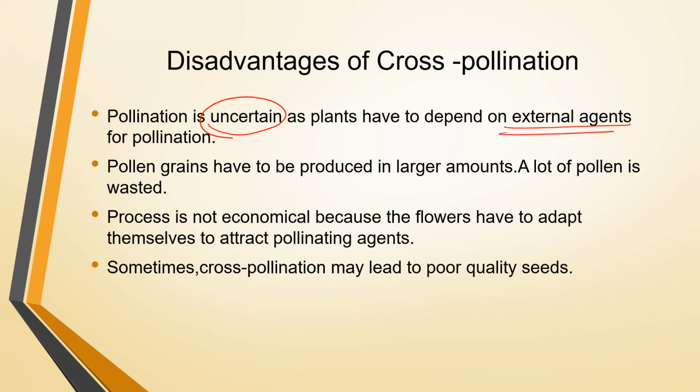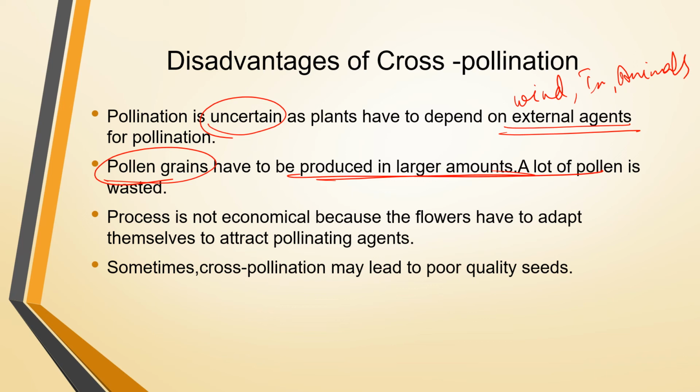Now external agents, what? Like wind, insects, animals. So external agents like wind, insects and animals, we will learn afterwards. So these plants have to depend on the external agents. Now pollen grains have to be produced in larger amounts. A lot of pollen grains is wasted in this type of process, whether they are carried by wind, or by animals or insects. A huge amount of pollen is wasted.